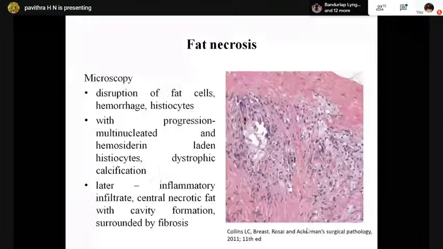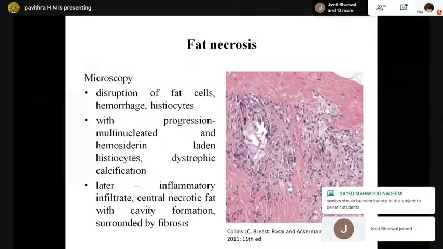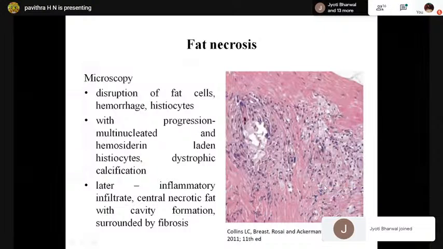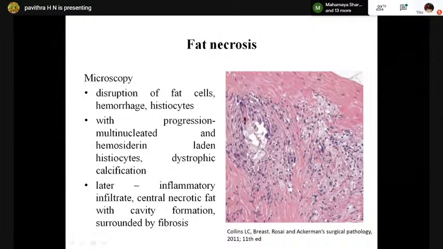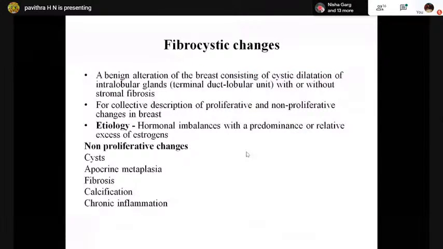On microscopy, there may be disruption of the fat. There is an abundant inflammatory infiltrate composed of histiocytes. Here we can see histiocytes, lymphocytes, plasma cells and so on. They can be hemosiderin-laden macrophages, and in long-standing cases they can also undergo dystrophic calcification. Further, there may be central necrotic fat with cavity formation, surrounded by fibrosis. The only treatment for this is excision.